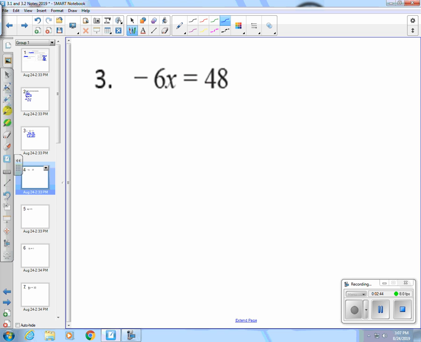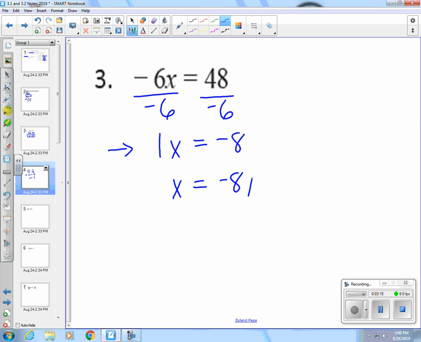The third example has multiplication. And since we're multiplying by a -6, let's divide by a -6 on both sides, the inverse operation. -6 divided by -6 is a positive 1 times x. Positive 1 times x is really just x. So I really don't need this step. Know that that's why it is just plain old x. And 48 divided by -6 is -8. So we have x equals a -8 as our final answer.